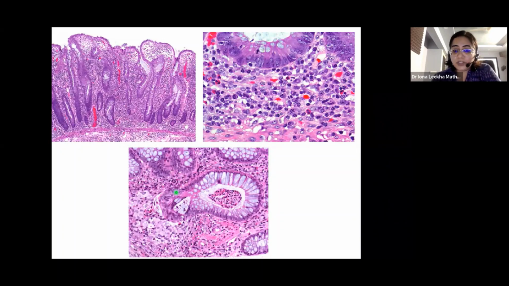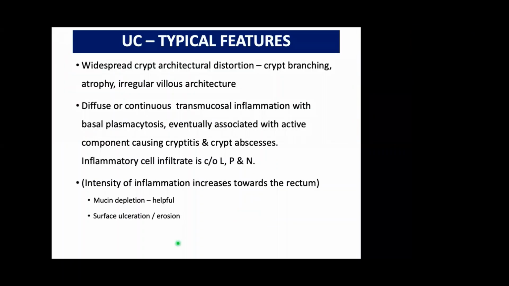This is a crypt which shows a crypt abscess, and here if you see, these are aggregates of histiocytes. So this is a cryptolytic granuloma which can be seen in ulcerative colitis. These kind of granulomas are not seen in Crohn's disease. These cryptolytic granulomas are not to be confused with the granulomas of Crohn's disease. It was not very clear, Dr.